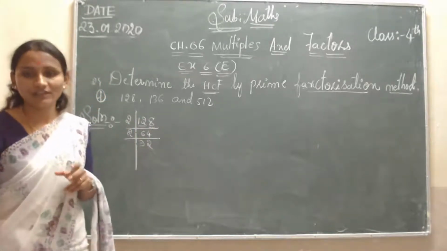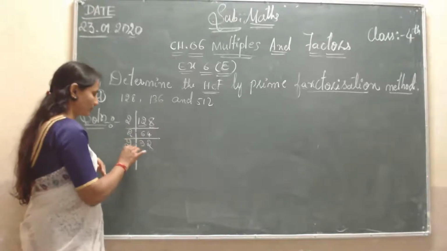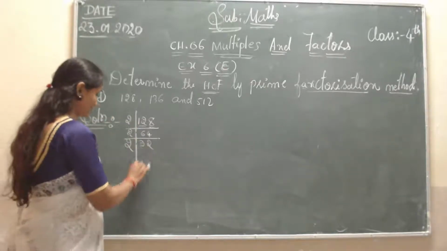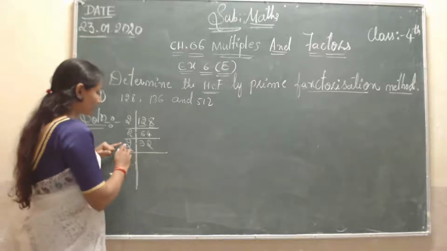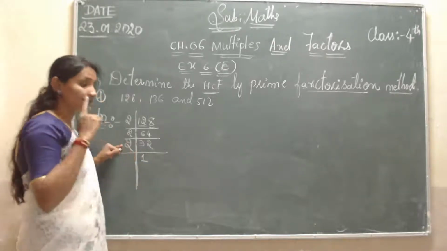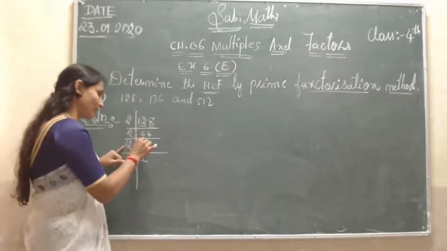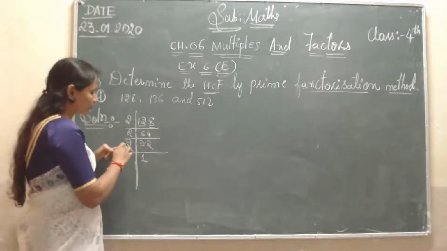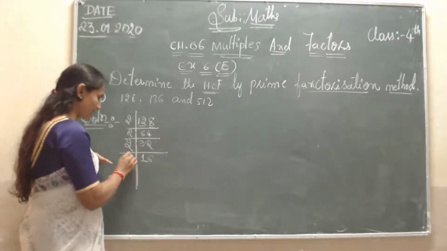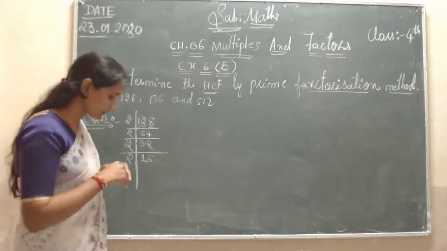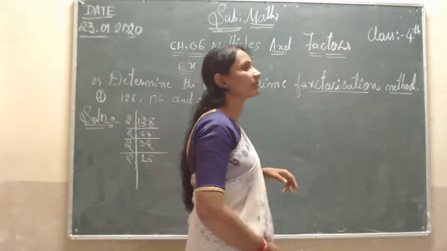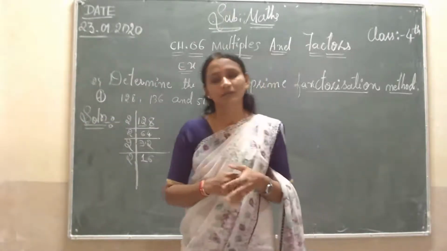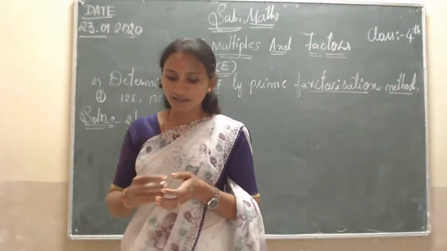So 32 is also an even number. Again you have to divide by 2. 2 ones are 2, the remainder is 1, so 1 comes down to make 12. 2 sixes are 12. Then we get 16, which is also an even number, so again you divide by the same smallest even number.